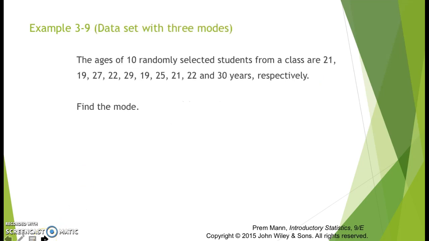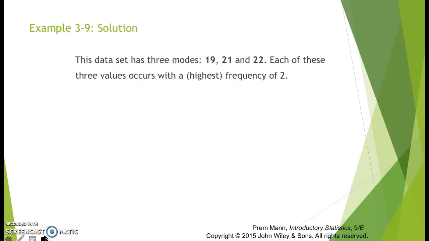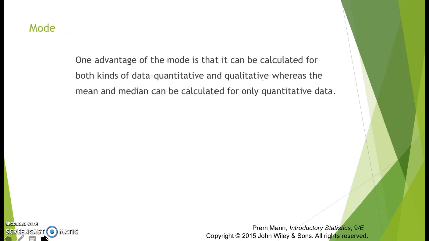Here's a data set with 3 modes. We only have 10 pieces of data and we have 3 modes. So that is also kind of interesting. We have 22 repeated, 21 repeated, and 19. And so of the 10, really 6 of those data values are in the mode. That makes it not very helpful to us.